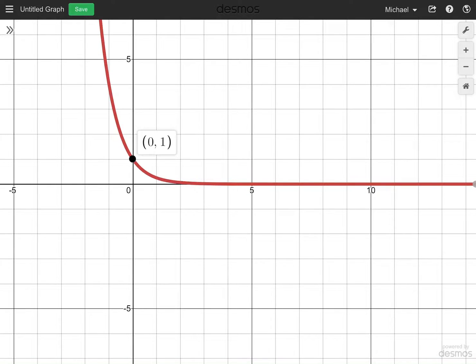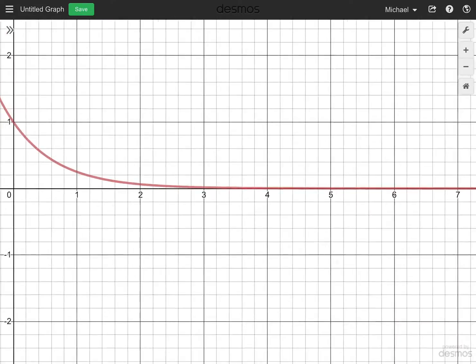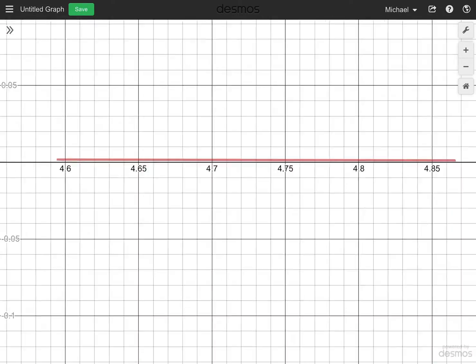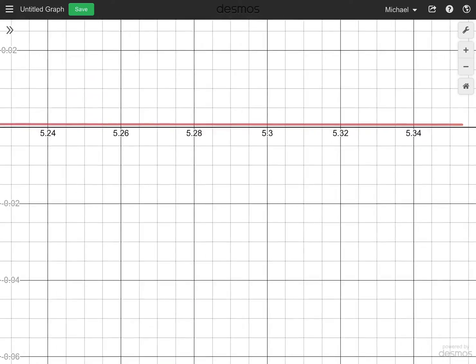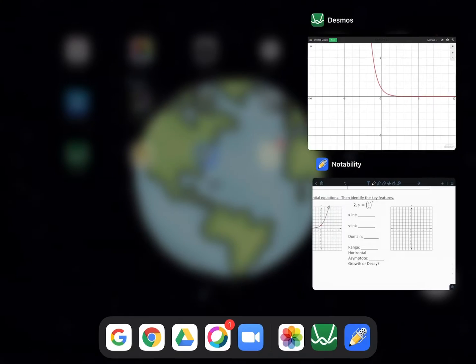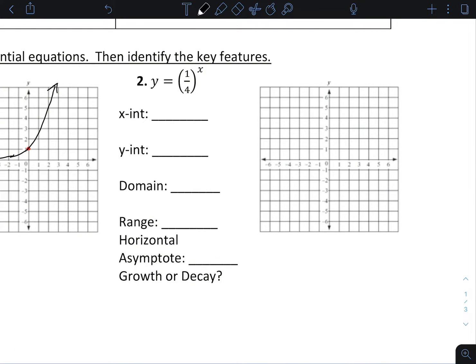But look again on our right side. It looks like it's touching the x-axis. But when we zoom in, actually, there's that space between the graph and the axis here. So that means I do not have an x-intercept. I saw that my y-intercept was (0, 1). My domain is always all real numbers.